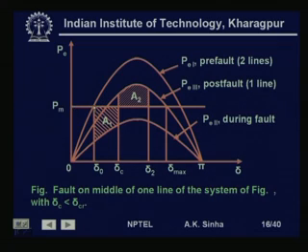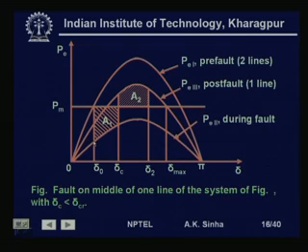Now, initially the system is operating at this point where P m is equal to P E. A fault occurs, then suddenly the operating point will shift to the during fault operating characteristics at this point. Since we have more mechanical power input and less electrical output, the generator rotor angle will start accelerating. So, rotor angle will keep on increasing. Let us say at this point, delta c, we clear the fault. Then once we clear the fault at this point, what happens?